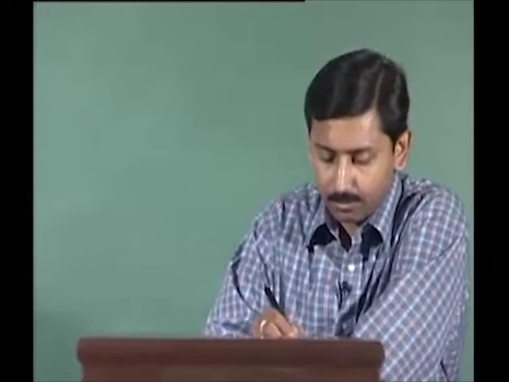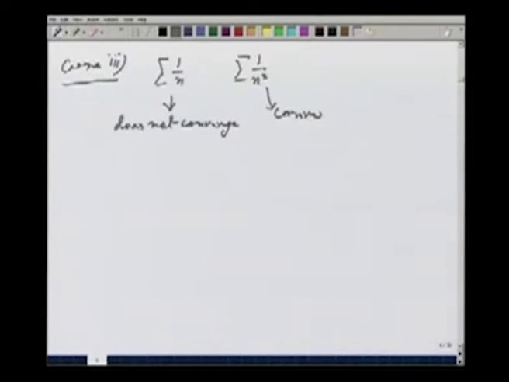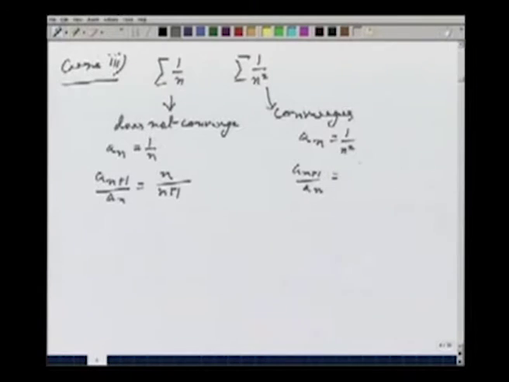So first to illustrate case 3. Look at the series summation 1 by n. Also look at the series summation 1 by n square. I know that this does not converge. And I know that this converges. What is an here? An equals 1 by n. And here an equals 1 by n square. Then what is an plus 1 by an? That is n by n plus 1. Here an plus 1 by an is equal to n square by n plus 1 whole square.